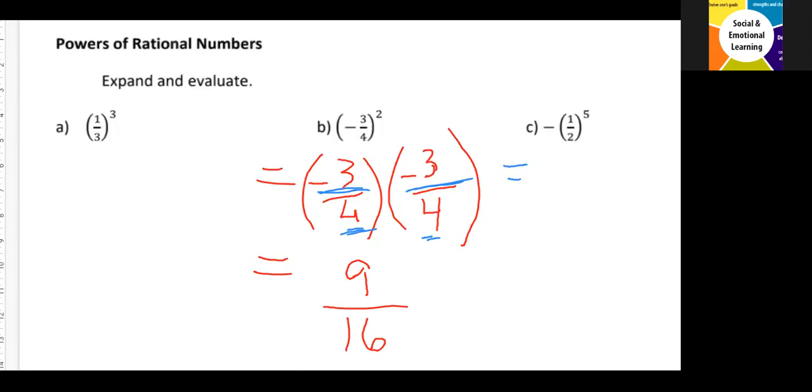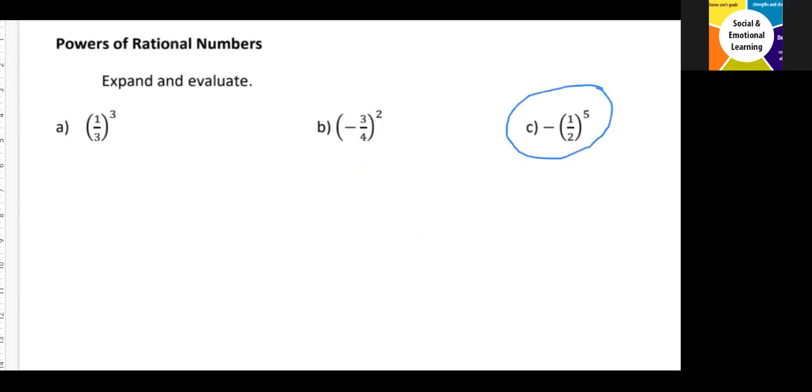Well, the negative is not part of my base. It would be inside the brackets if it were, so keep the negative outside. Oh, really? I can see why no one wanted to help with this one. That's a big number. Hold on a second. What's so bad about it, though? Well, just the thought of expanding that. Watch. So the negative is there, and then I do 1/2 times 1/2.